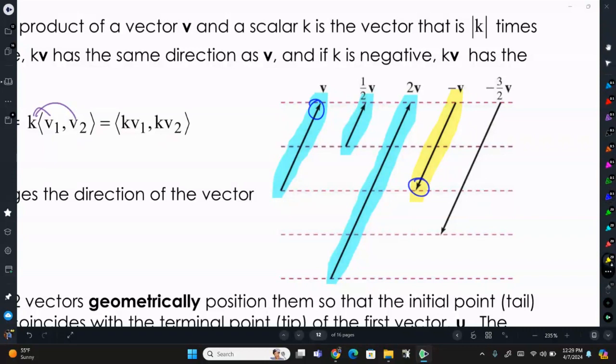It's going in the other direction now. And then -3 over 2v. Okay, negative means goes in the opposite direction, and then multiply the coordinates by -3 over 2. So it's like dilations in geometry, where you just multiply the coordinate by your scale factor. But now that we're doing vectors, we have direction to worry about. So a negative k value changes the direction that we're going.